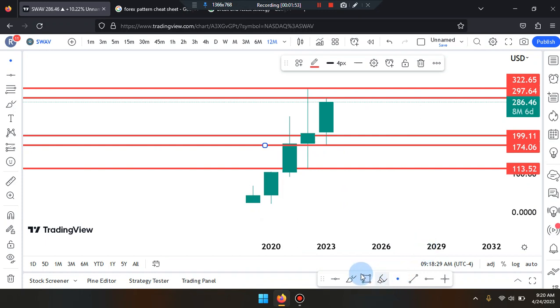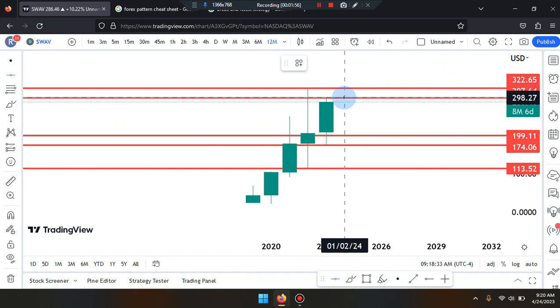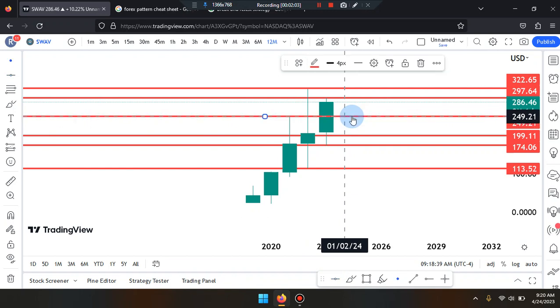And that's also the midpoint of the range between the SR line above price and the SR line below price. So right in the middle, we're going to add an SR line near the numbers of 249.21.